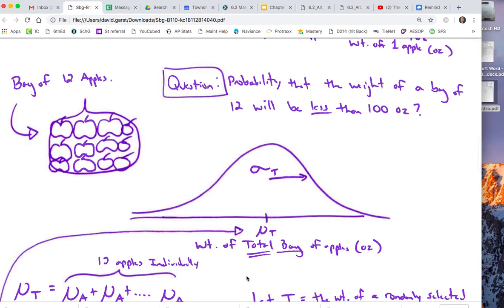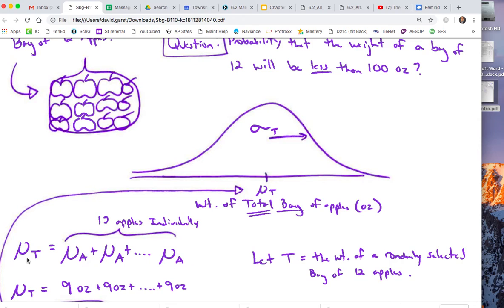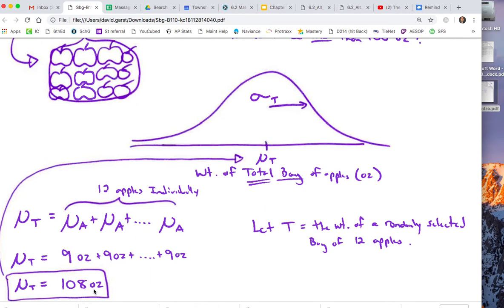Well, if your intuition was telling you this, to get the total weight, we just add the first apple plus the second apple, so this apple plus this apple plus this apple plus this apple. So we would expect the first apple to be about 9 ounces, the next one about 9, the next about 9, about 9. And if we had 12 individual apples, 9 times 12 puts us at 108 ounces for the center.